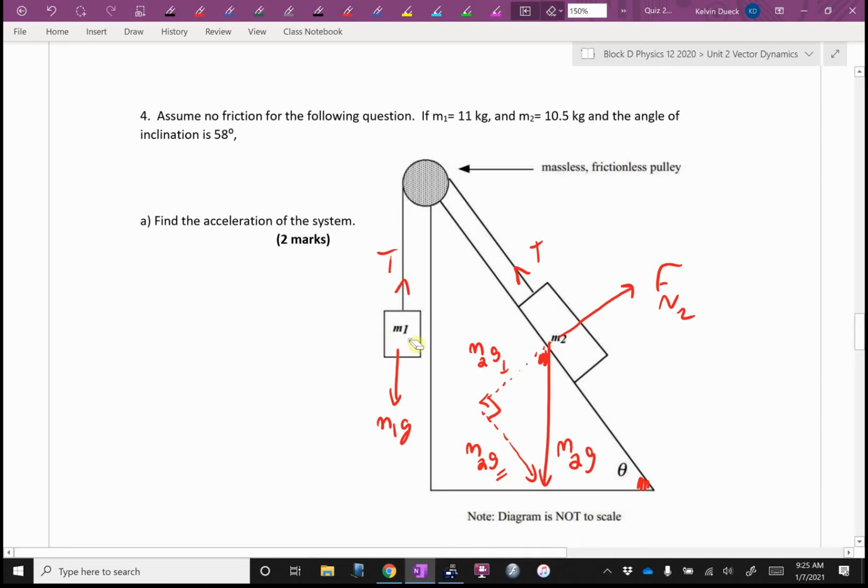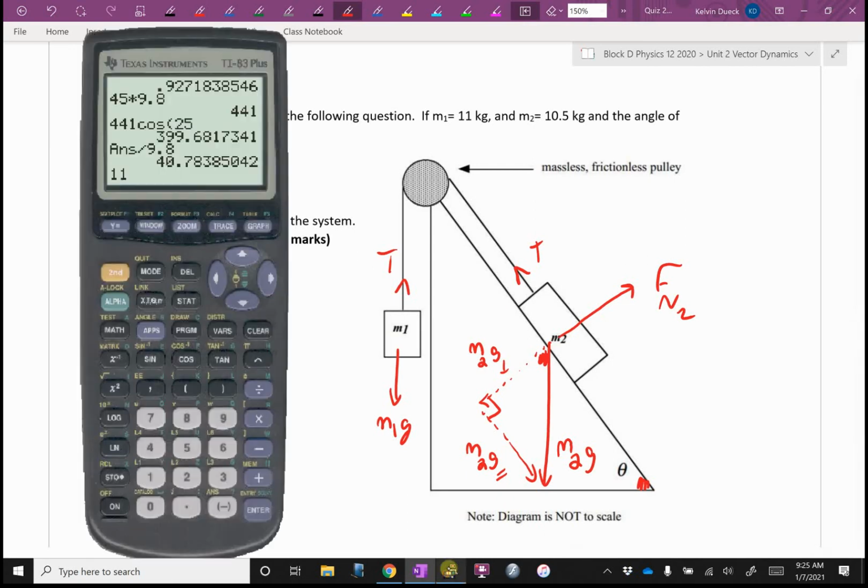By the way, is there a normal force on M1? No, not on a surface. Remember last year when I first introduced normal force to kids, they go normal force loopy, they start seeing it everywhere, and so, oh, it's hanging, there's a normal force. Not if it's not on a surface. Good. M1g is 11 times 9.8.